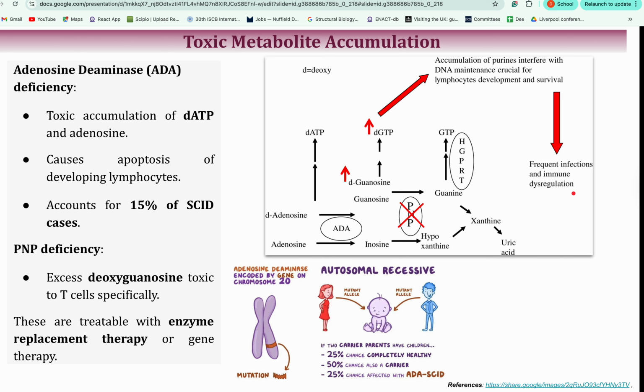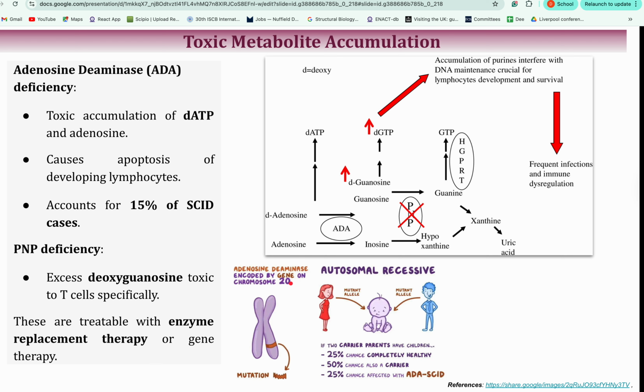Then comes PNP deficiency. So excess deoxyguanosine is toxic to T cells specifically. So if PNP is not there, it will give rise to a lot of deoxyguanosine, which will get toxic. So these are treatable with enzyme replacement therapy or gene therapy. So if we supply these enzymes, then we can treat it.